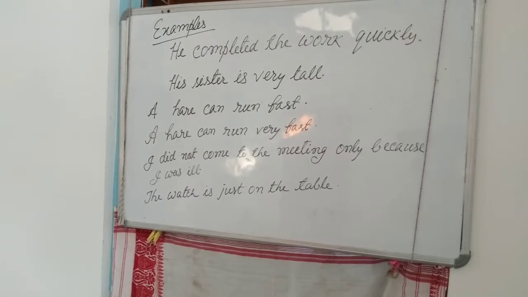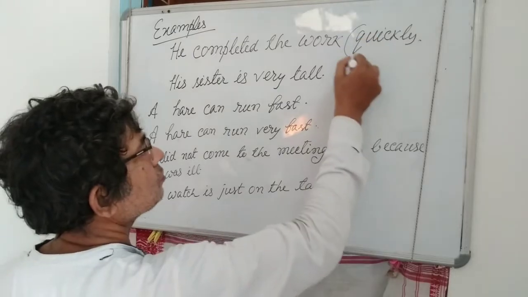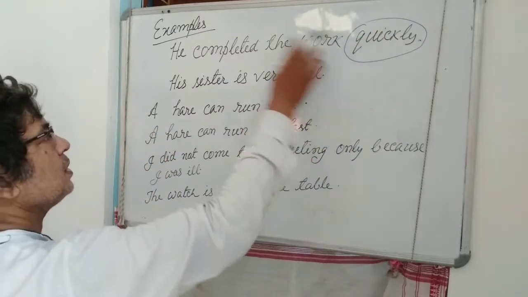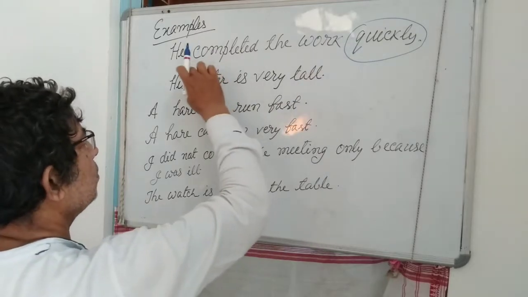We get this new information, this new meaning. The work is done very quickly, without wasting a moment, without wasting much time. That is why quickly is an adverb, modifying the verb by adding new meaning to the verb complete. Here we use the past tense form of the verb, completed. Next, come to the second sentence. Let's encircle the adverb here, that is quickly. It modifies the verb, it adds new meaning to the verb completed.